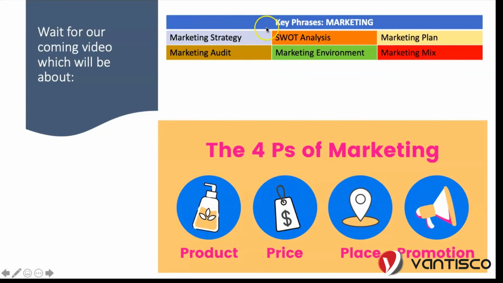Next time we will learn key phrases about marketing. حنتعلم المرة الجاي بالفيديو لاحق عبارات رئيسية خاصة بالماركتينج اللي هن marketing strategy, marketing audit, SWOT analysis, marketing environment, marketing plan, and marketing mix. And we will learn about the 4 P's of marketing اللي هن product, price, place, and promotion.